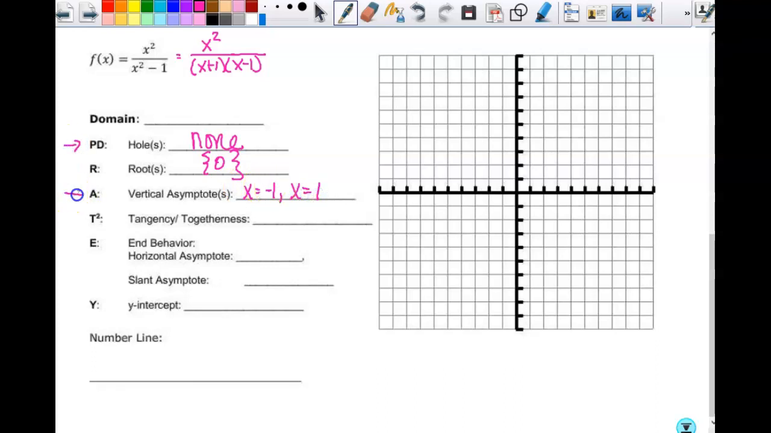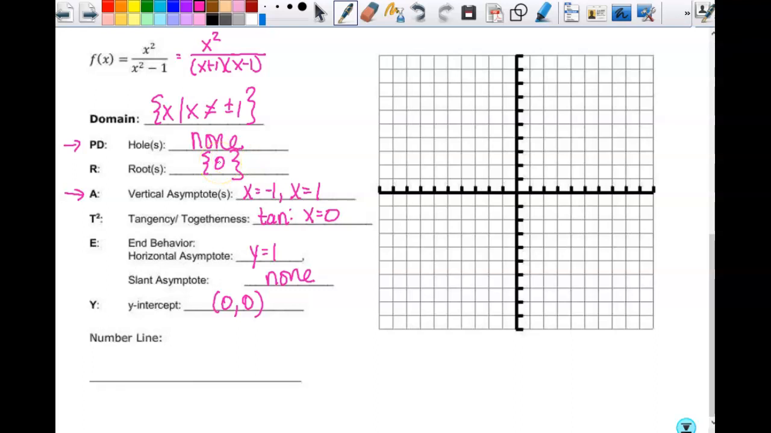My domain comes from these two pieces here, so it's the set of all x's such that x cannot equal plus or minus 1. Tangency or togetherness? Yes, in the numerator I have a factor that has an even exponent. Numerator gives me tangency, so that's at x equals 0. So I'm going to have a bounce there. These are tied in degree, so this is y equals 1. Slant asymptote is none. And then my y-intercept is at 0, 0, because if 0 is a root, my y-intercept is 0, 0.